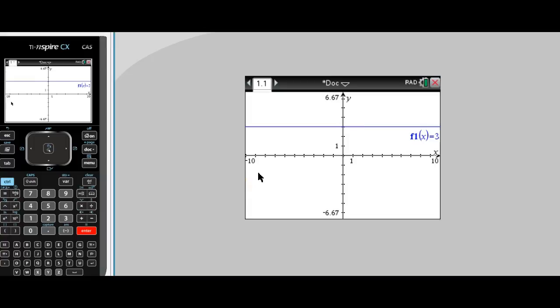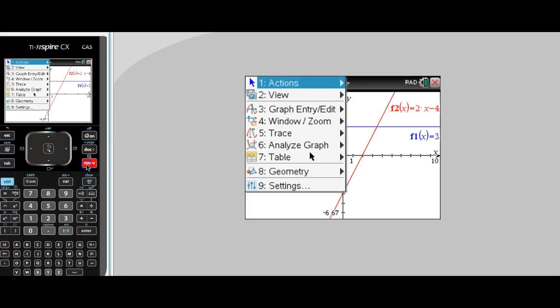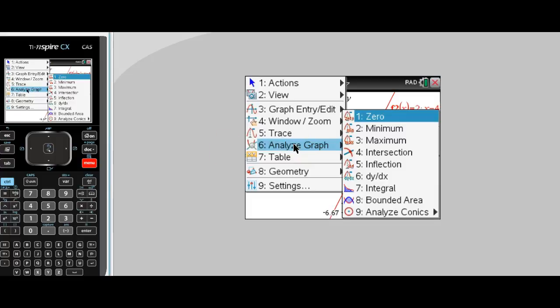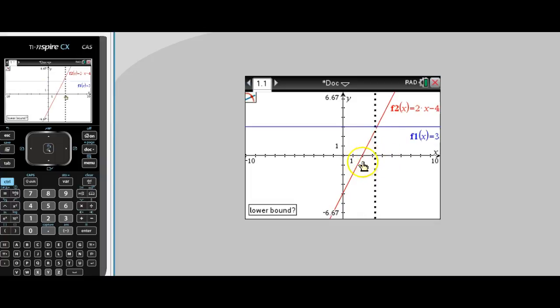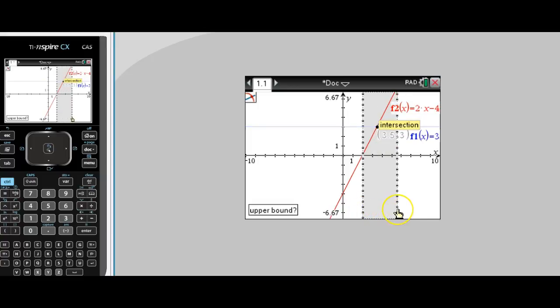Now to draw the other graph, just press Tab again. Okay, and the second one was 2x minus 4, and there it is. I can see that it's going through x equals 2 and y equals -4. And if you wanted to know this point, you can easily do it not just by solve, but also from Analyze Graph. So I went to Menu, Analyze Graph, and then Intersection. And your sliding line, you just move along, and you see down here it says lower bound. So that just means we go to the left of the intersection, you press enter, and then you go to the right, and it comes up with intersection.